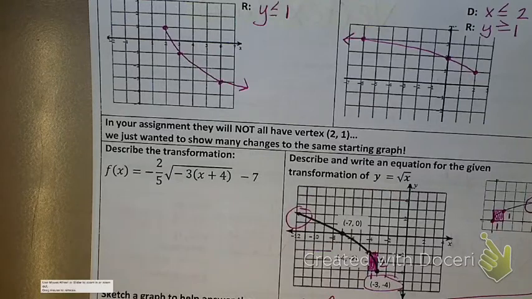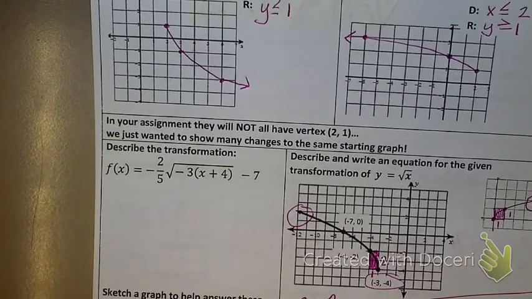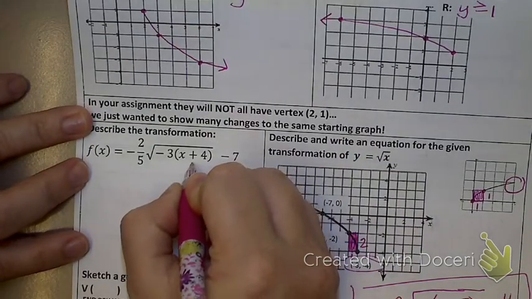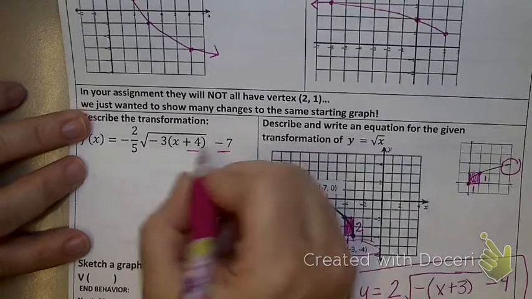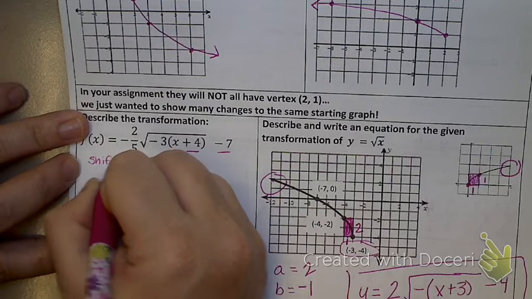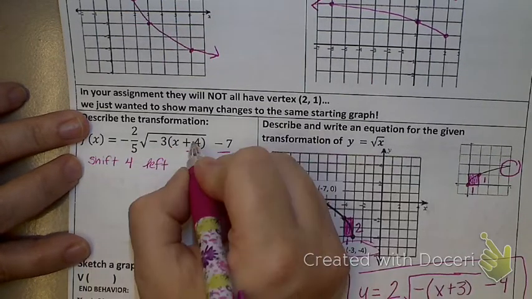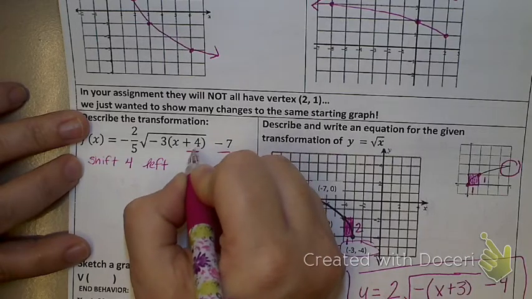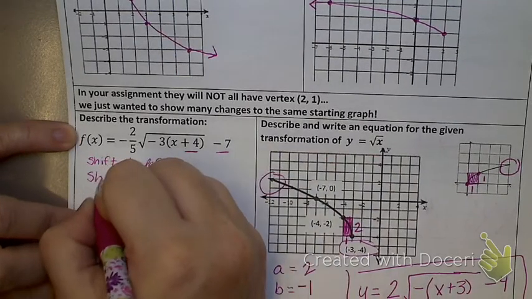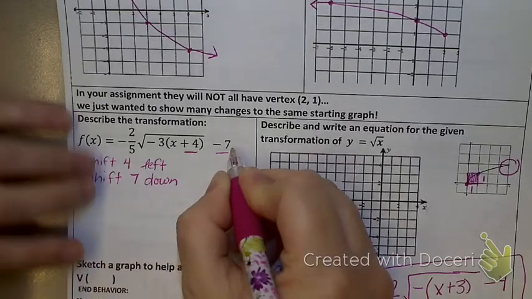Okay, so some classes I didn't get to this example, but I want to make sure to put it on this video. So, all right, describe the transformation. Well, the first thing I can see, I always look for H and K first. Since H is +4, we have a shift 4 to the left. Because remember, if H is -4, this really represents -4, we have a shift to the left. We also have a shift 7 down. Since K is negative, that means down.